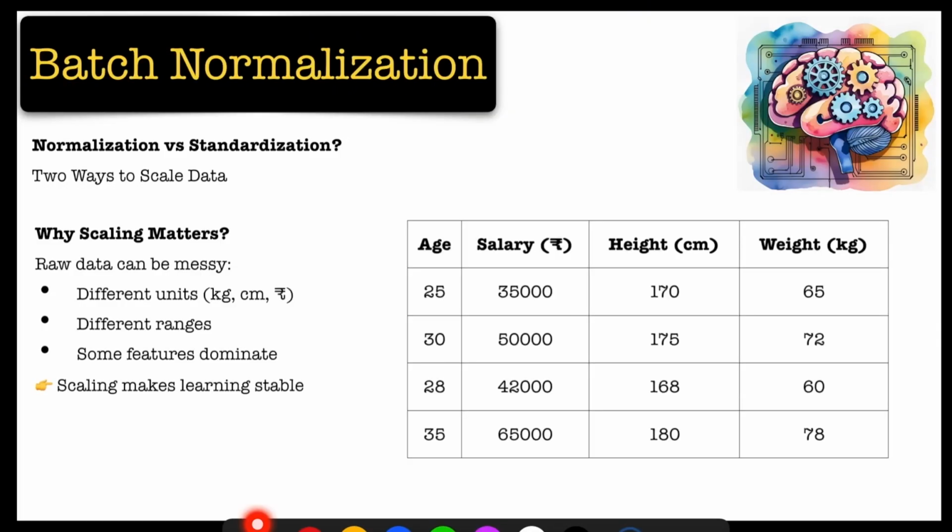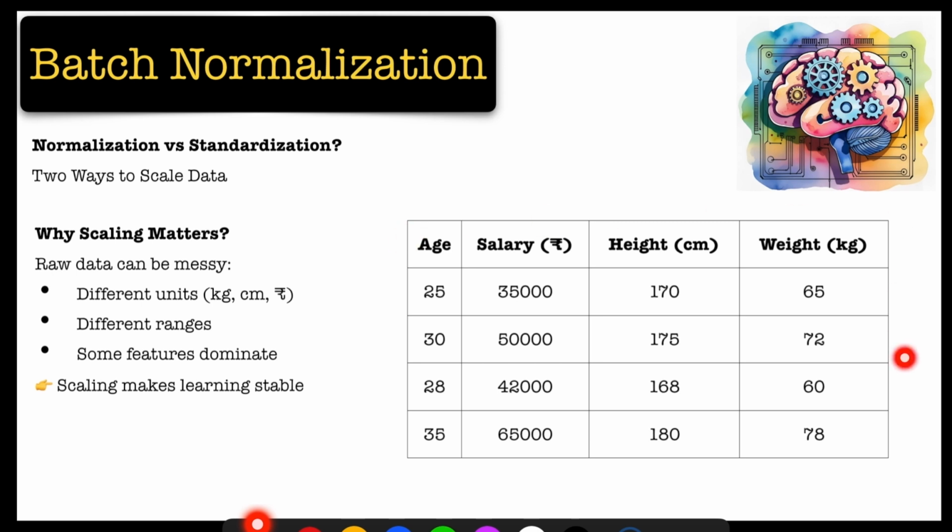Batch normalization is used to stabilize and accelerate neural network training. So we'll understand how batch normalization does that. But before starting, we want to understand what this normalization or standardization means. These are the ways to scale data.